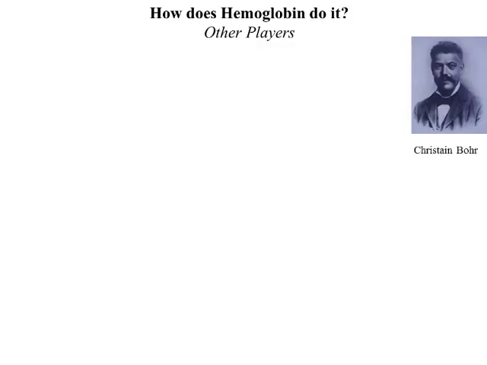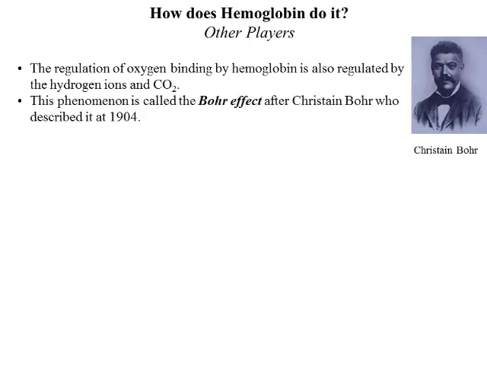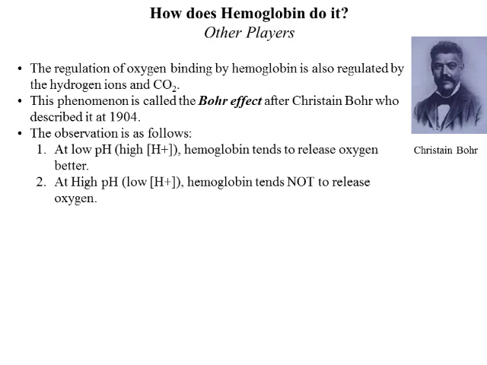Another incredible thing, another player, is something we call the Bohr effect, after Christian Bohr, the scientist that discovered or observed this phenomenon. And this phenomenon is very simple. These are the two observations. At low pH, hemoglobin releases oxygen better. That means it's tense at low pH. At acidic pH, at high concentration of hydrogen ion, hemoglobin tends to be tense, and hence it releases oxygen better. At higher pH, hemoglobin will not release oxygen. That's the observation. Why does that happen?